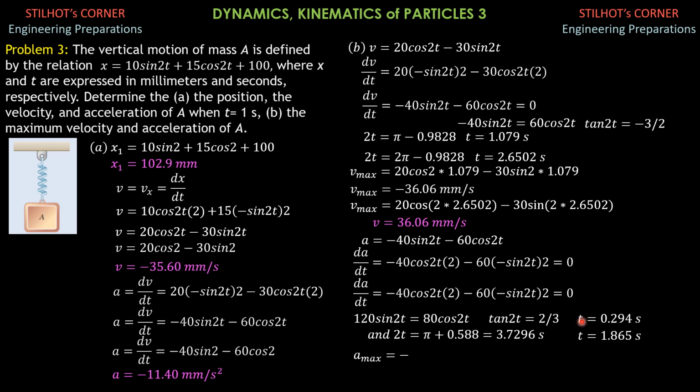So at t equals 1.865 seconds, A max is negative 40 sine of 2 times 1.865 minus 60 cosine of 2 times 1.865. So A max equals 72.11 mm per second square. I will leave to you to evaluate the acceleration when t is 0.294 seconds, and it will give us maximum acceleration equal to this value here, 72.11 mm per second square.